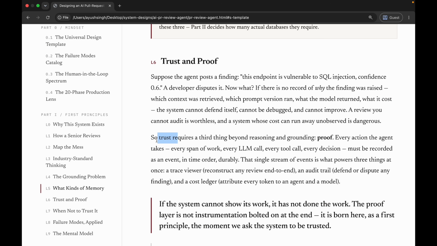which is trust, which will require a third thing beyond reasoning and grounding, known as proof. Which means for every action the agent takes, every span of work, every LLM call, every tool call, every decision, it must be recorded as an event in time order, durably, which is one part of our observability plans. And see, I have not told you the word observability directly. You have felt why it was required. And that's the beauty of feeling the problem and then doing it.